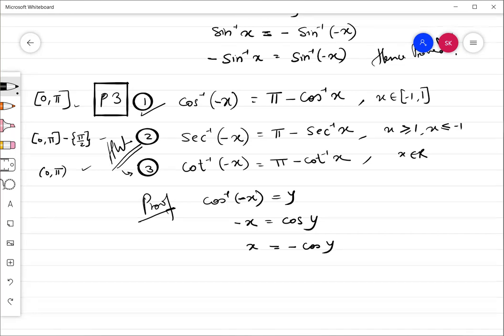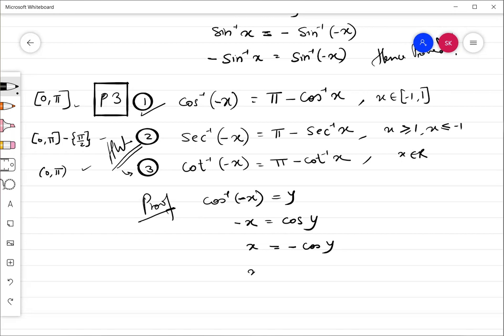You could do that because sine is an odd function, but now we cannot do that. This minus sign you cannot take inside because cos is an even function.